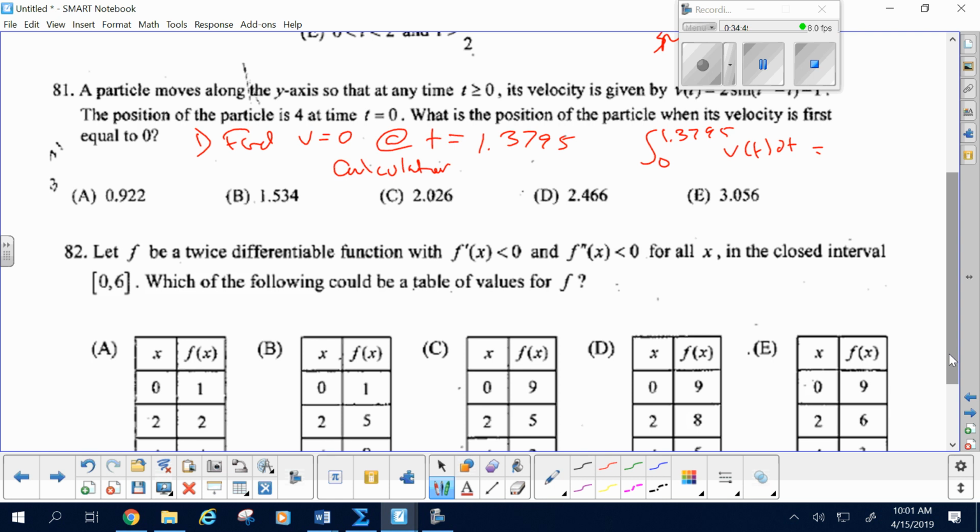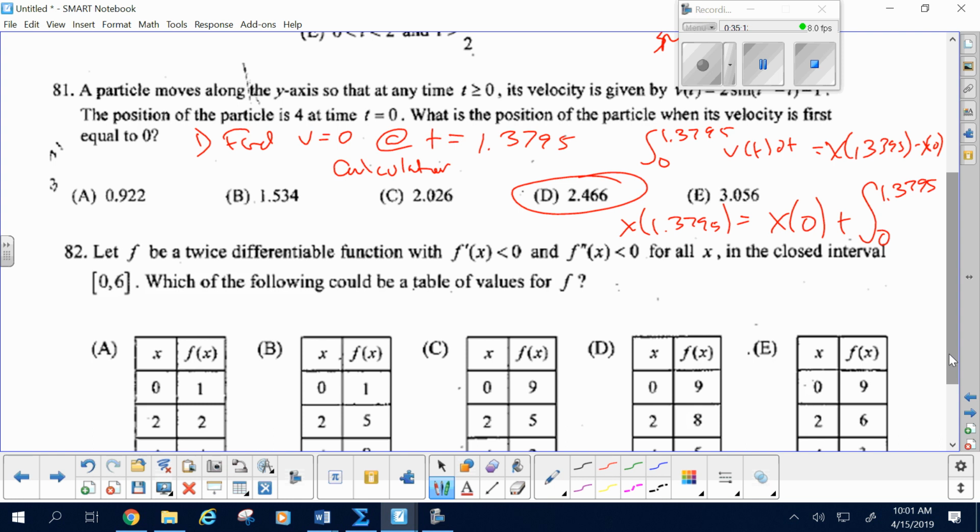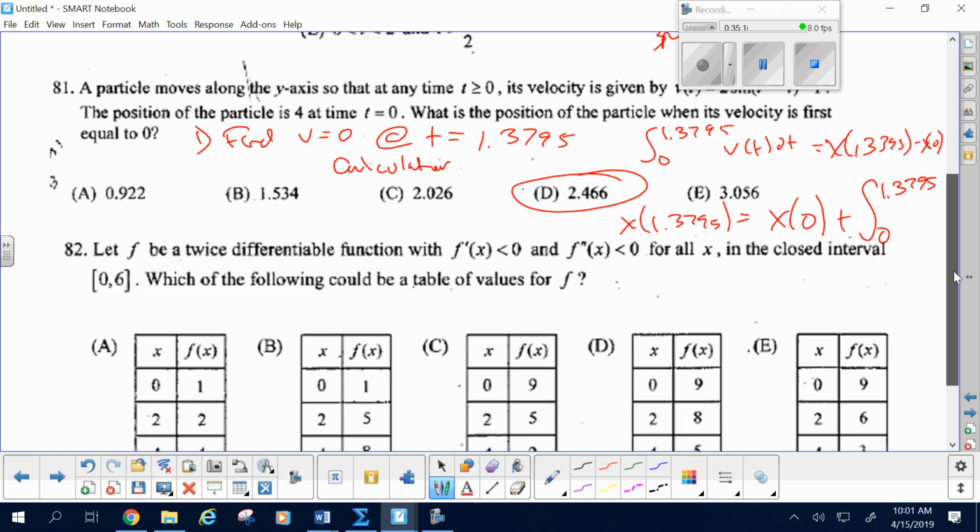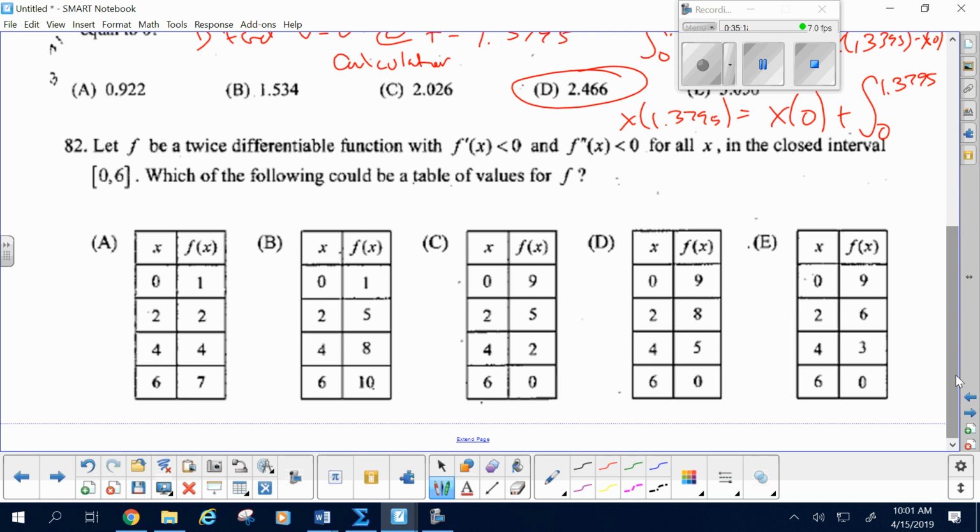If I want to know what the position is, then I can't just slap an integral at it. That's the change. If the position is wanted, I have to take into account where it started and the change. And that is by far where most people made their mistake, which was frustrating. It was D. And then 82 was also a humdinger. 9 people missed that, roughly a third of the class. It's expected. This is hard.